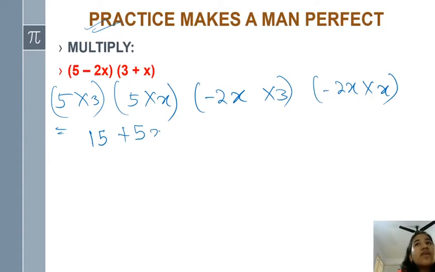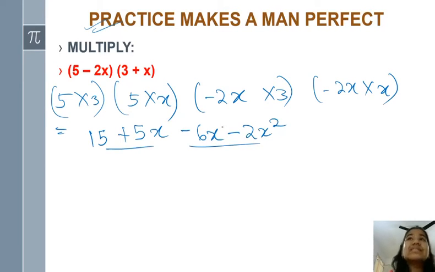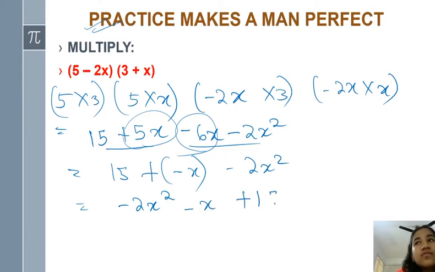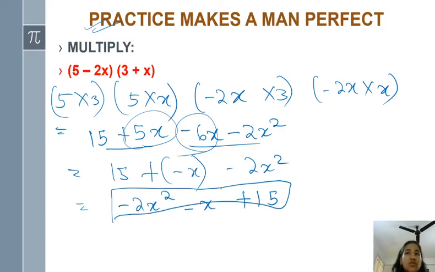So we get 15 plus 5x minus 6x minus 2x square. So we have actually done the answer. Now you see something. This and this, these are like terms, so we can further simplify. 15 plus 5x minus 6x is minus x, minus 2x square. Arranging in order, it is minus 2x square minus x plus 15. So we have basically solved it.